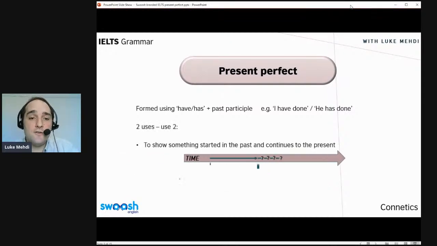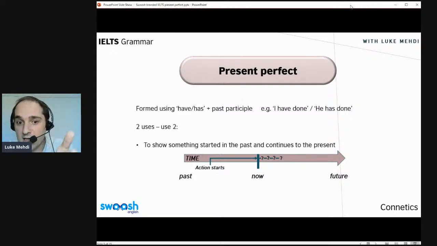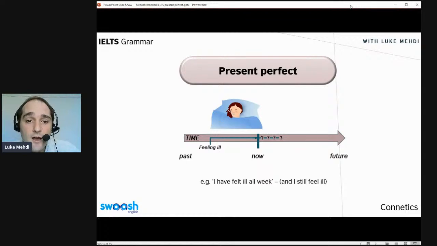The second way of using the present perfect is to show something started in the past and continues to the present. This one is a little bit more complicated. What you're doing is you're showing that an action that started before continues to now, and it might even go into the future as well. So let's look at some examples. I have felt ill all week and I still feel ill now. So I started feeling ill on Monday. It's now Wednesday. I still feel ill. I have felt ill all week.